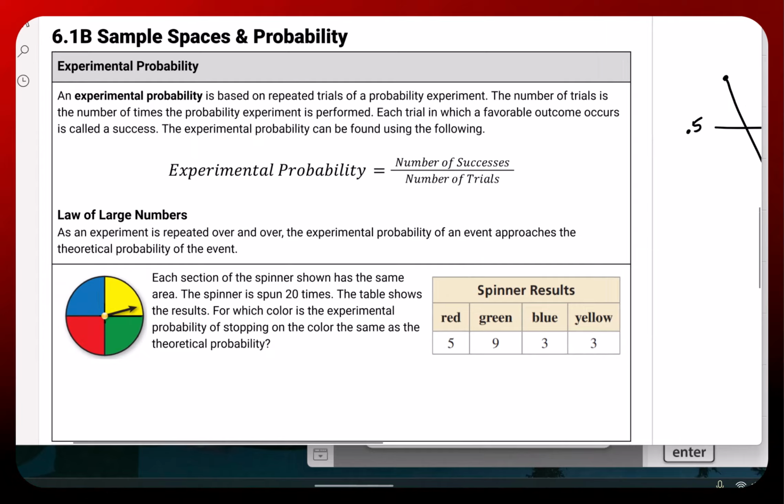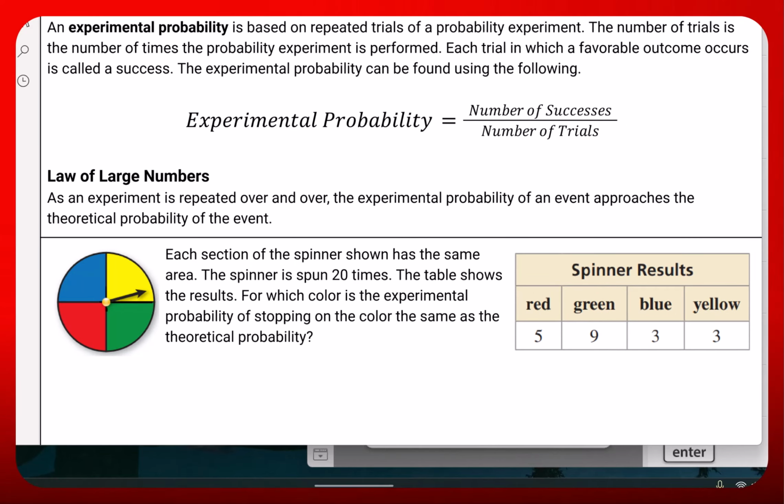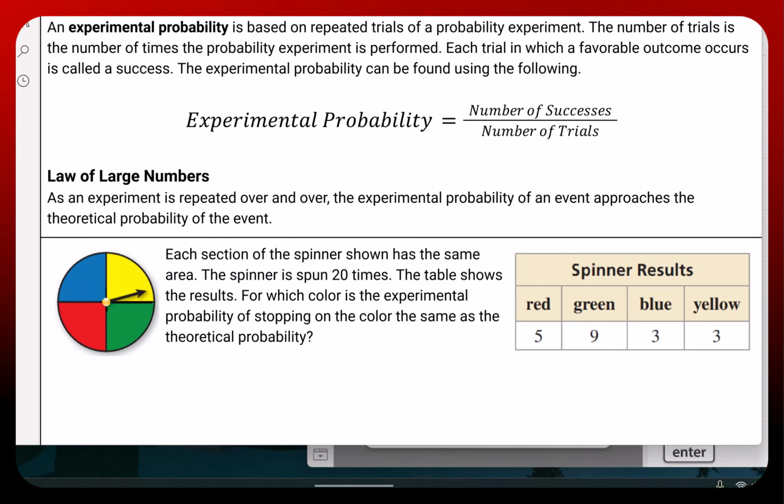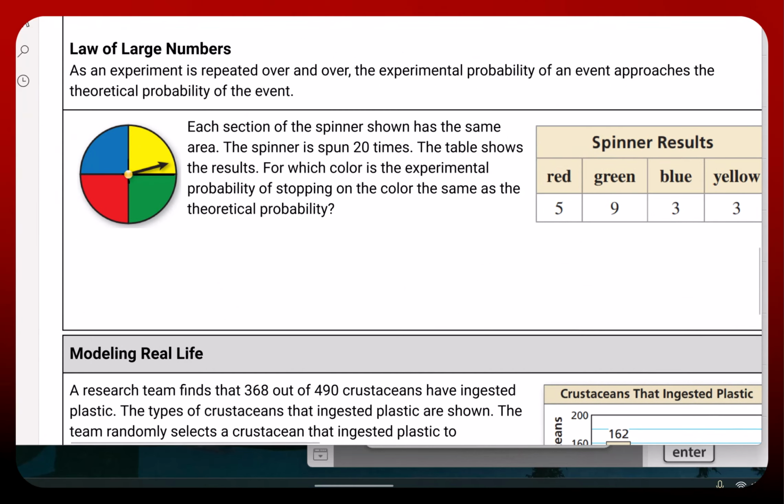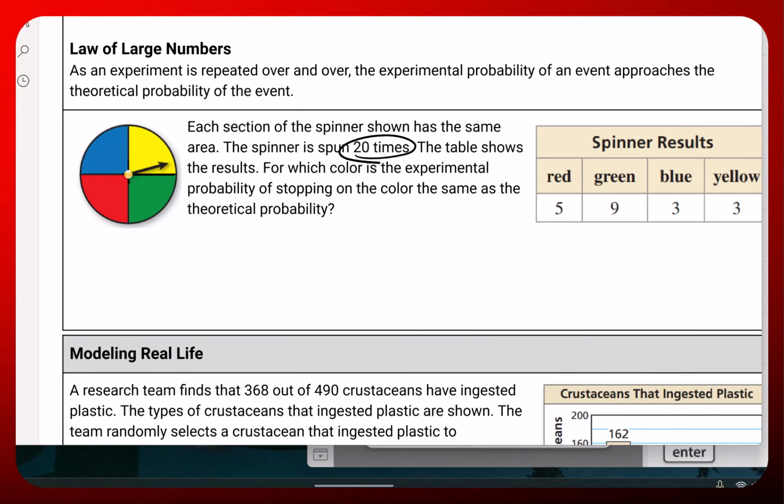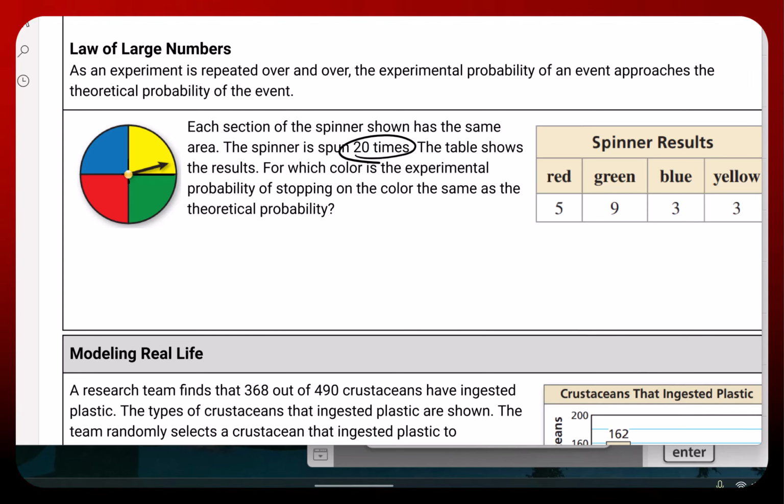What this lesson talks about is experimental probability. So, for instance, you've got a spinner and you've got 4 colors on that spinner and you spin that spinner 20 times. Are you going to get each color exactly the same amount of times? Absolutely not. Is it possible you could do that? Yes, but it's just as rare as any other possibility, okay?